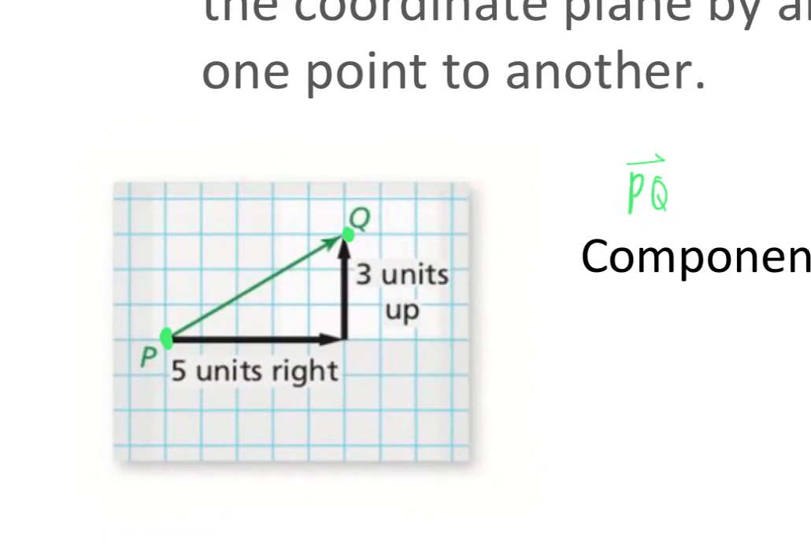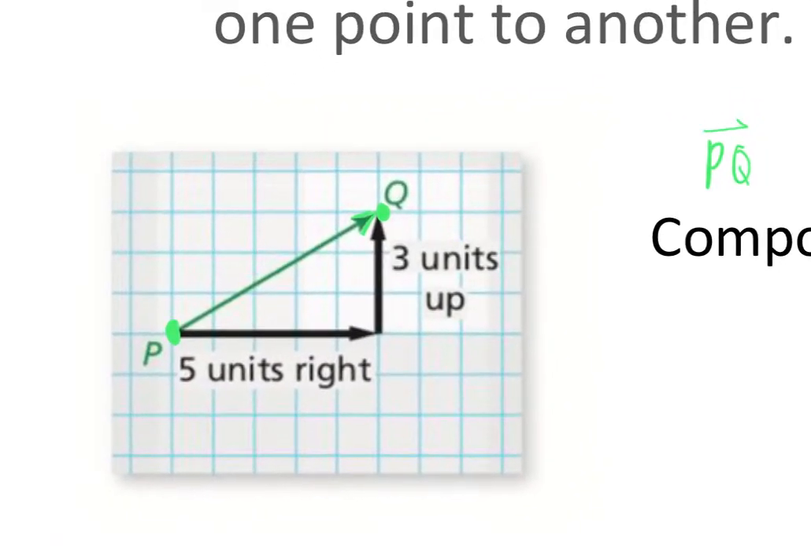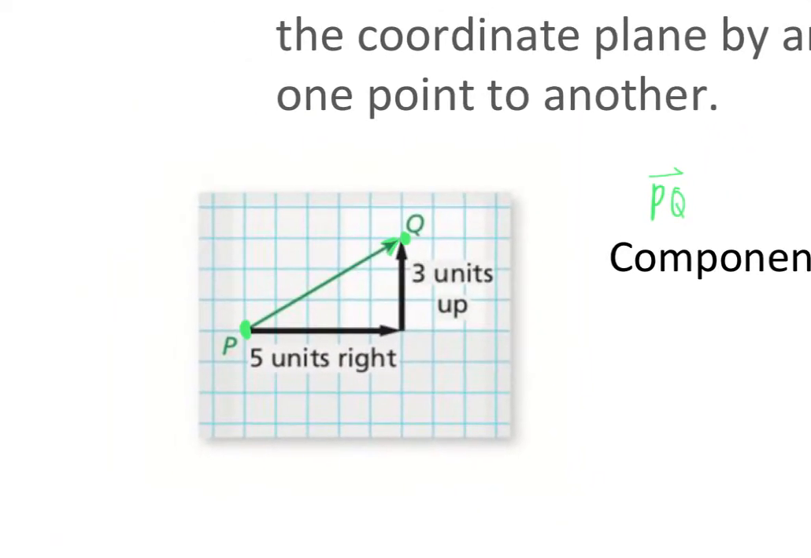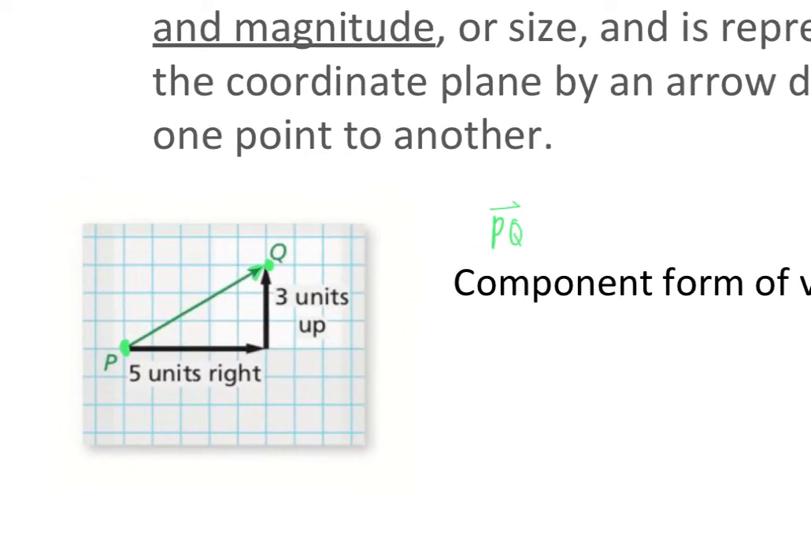Now, it has to have the arrowhead because it has to show us what direction it's moving. Because remember, vectors have magnitude, so size and direction. But it does stop. It stops at 5 units to the right and 3 units up. It does not go on forever. So that's the difference between a vector and a ray.